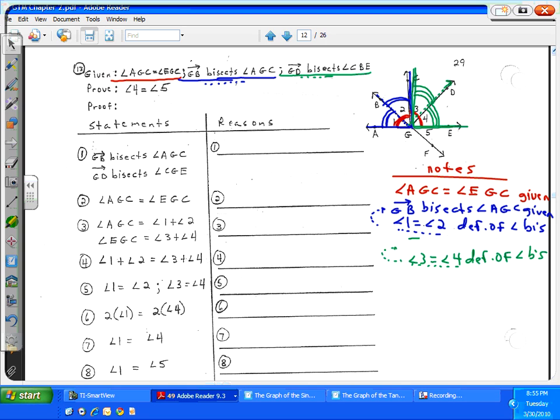But there again, before we say definition of, we want the word in our statements, so we know that the statement ray GD bisects angle CBE must be before the definition of. And so that was given. So we took what we were given, we marked it in the diagram, we wrote statements and reasons derived from the markings in the notes section.